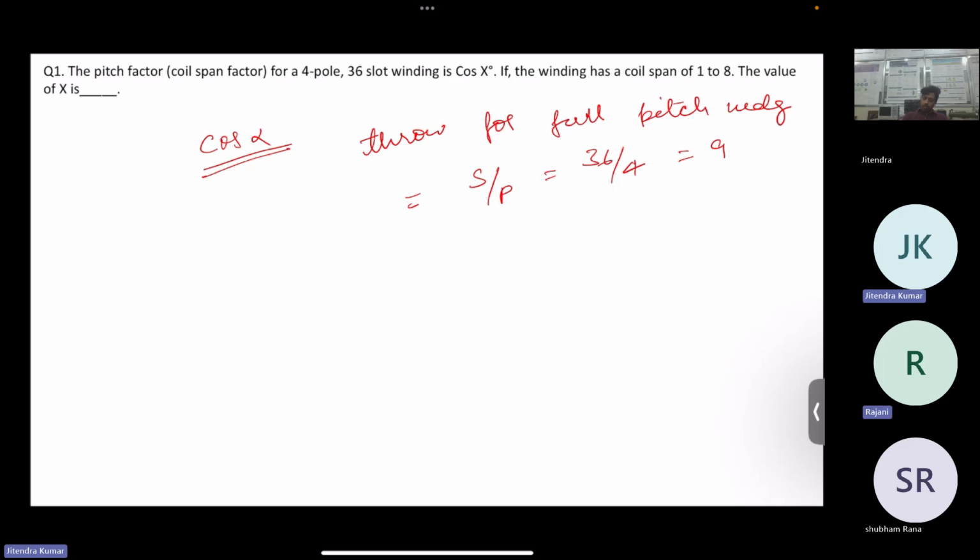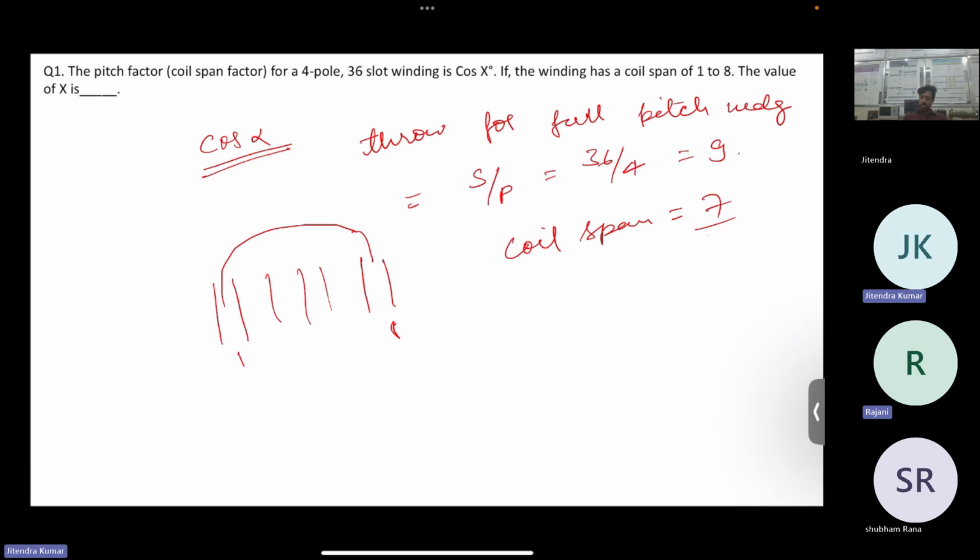But in the problem, it has been mentioned that the winding has a coil span of 1 to 8. So it is coming out as short pitch. It starts in the first slot and goes to the 8th, with multiple slots in between. So how much is the coil span in terms of slots? 8 minus 1, 7. So 7 is the coil span. For full pitch, it should have been 9, but right now it is 7. So it has been shorted by 2 slots.